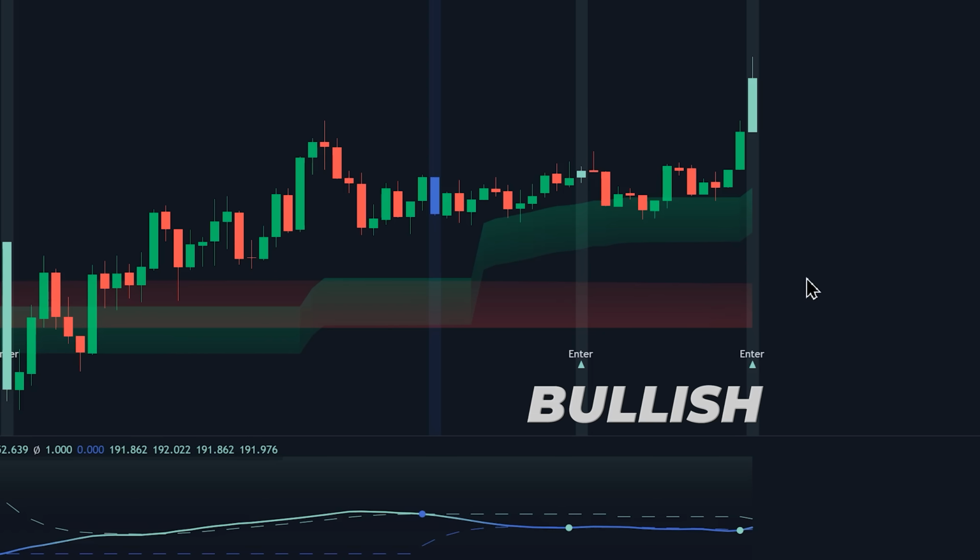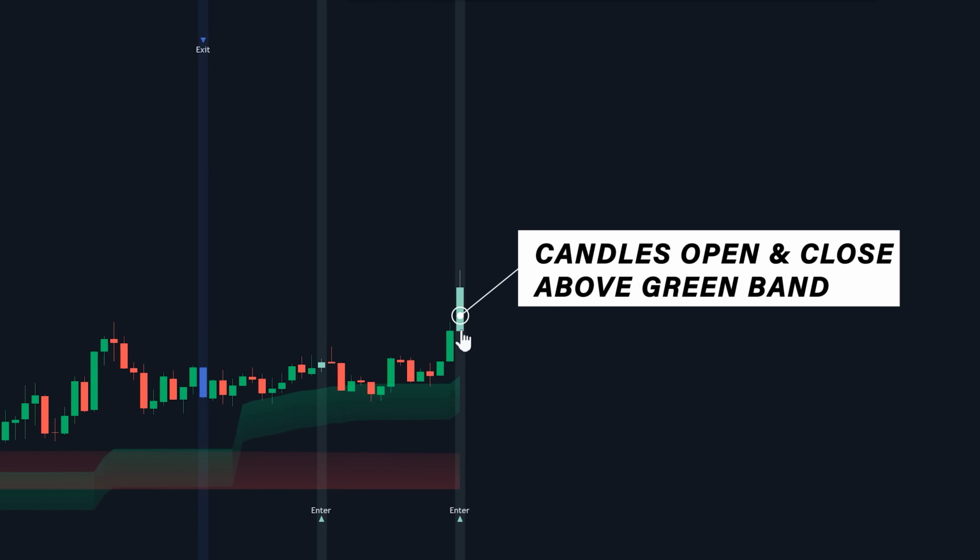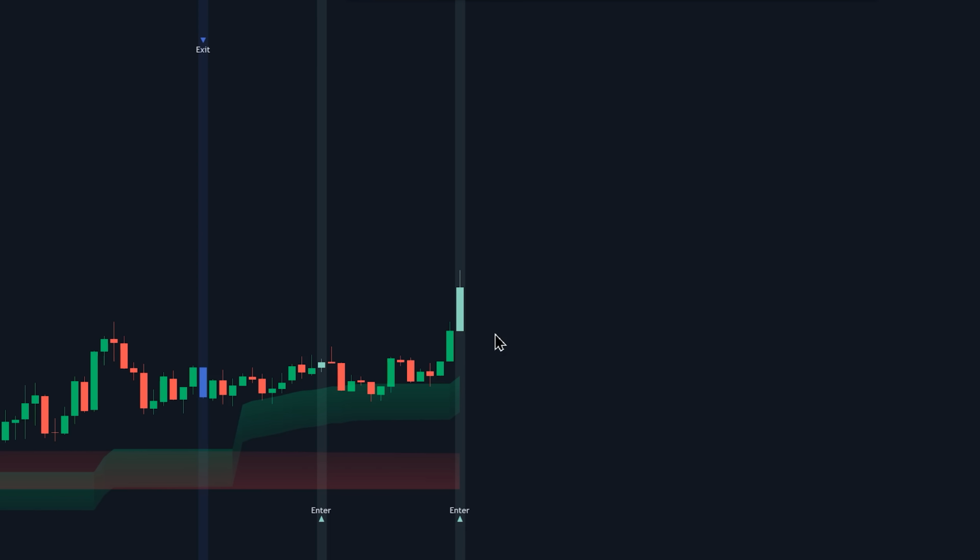Lastly, we want to ensure that the last 3 candles opened and closed above the green band of the DSL trend indicator. Like this. This is going to help you avoid taking positions when the market is consolidating or ranging. Once you have these conditions met, you take a long position.